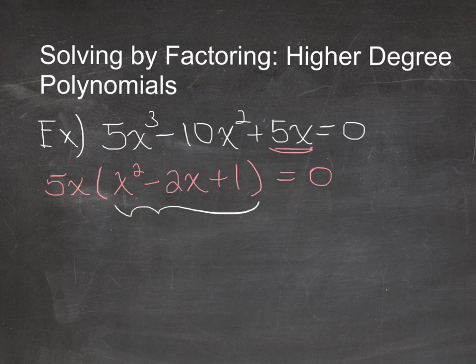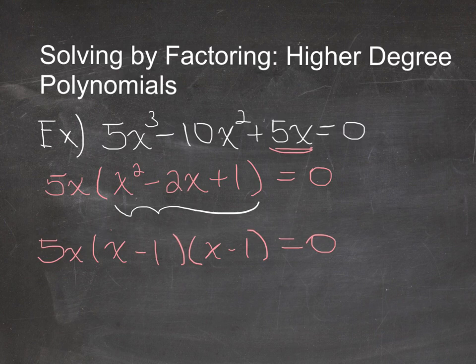So I'm looking for two numbers that multiply to make positive 1 but add to make negative 2. So that would be negative 1 and negative 1. So then factoring that quadratic in the brackets, I'll have x minus 1 and x minus 1 is equal to 0. And I can bring those x minus 1's together, so I can write it as x minus 1 squared. So 5x times x minus 1 squared is equal to 0.